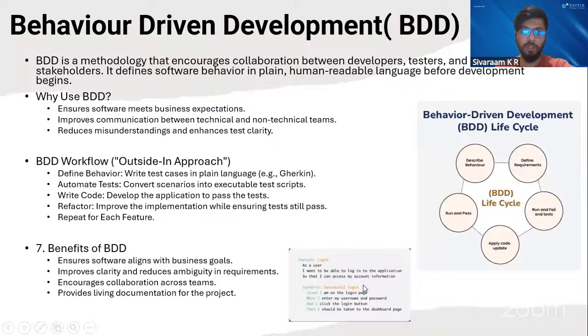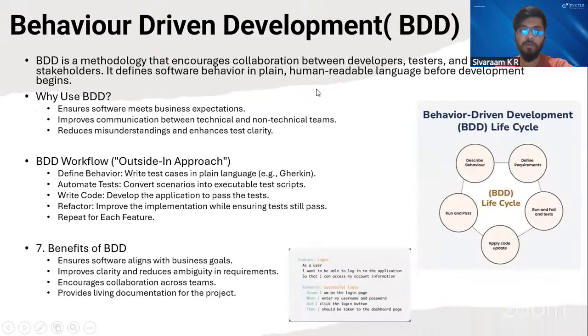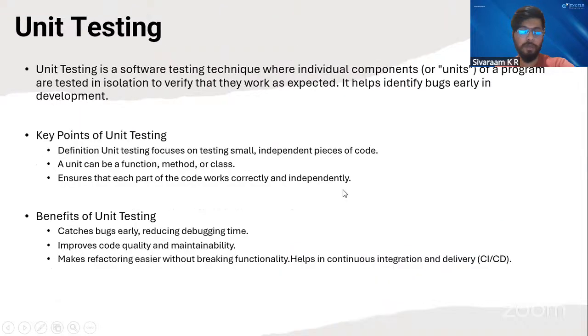Whatever you write, you can see this is a human readable format, right? This is not your actual code. The automation tools will take care of it. So both technical as well as non-technical people can understand the test cases. Okay, here you can see the diagram. First, you define the requirements, describe the behavior, run and fail the test, apply the code to update, run and pass. This is a similar approach to TDD also. The only difference is here you write in the form of human readable language.